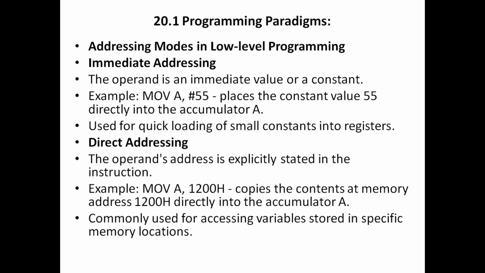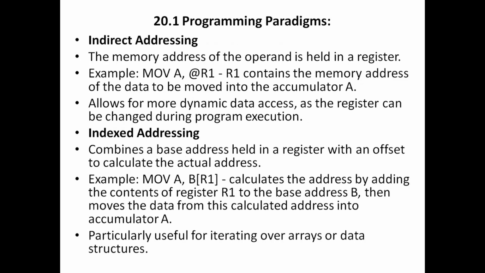Then we have direct addressing, where the address is stated in the instruction. For example, MOV A, 1200H. Now this would mean you go to the memory location 1200H, you get the contents from over there and you load them into the accumulator A. This is commonly used for accessing variables stored in memory locations.